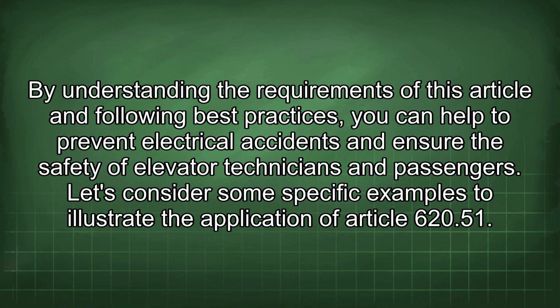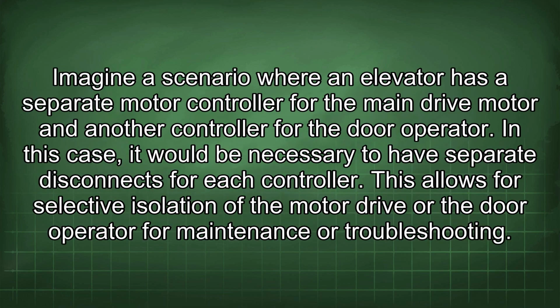Let's consider some specific examples to illustrate the application of Article 620.51. Imagine a scenario where an elevator has a separate motor controller for the main drive motor and another controller for the door operator. In this case, it would be necessary to have separate disconnects for each controller. This allows for selective isolation of the motor drive or the door operator for maintenance or troubleshooting.